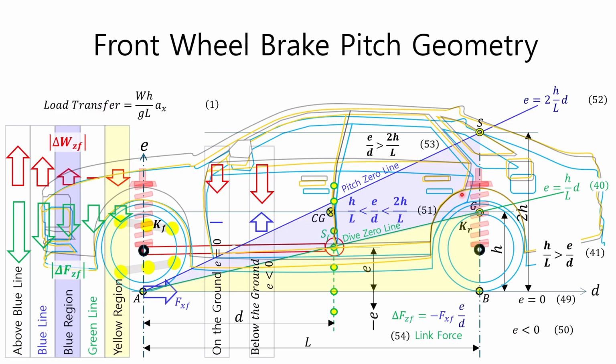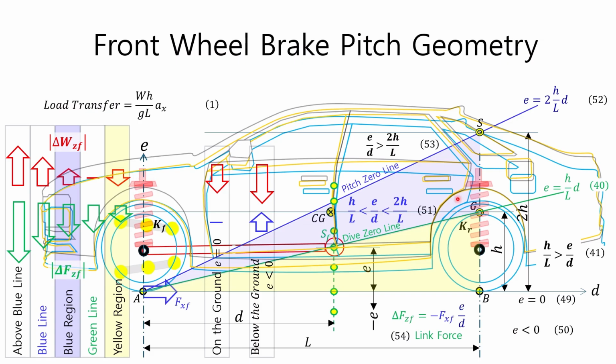If the virtual reaction point, SF, exists in the region above the blue line, the force compressing the link is greater than the force tensioning the spring, and in absolute values, the difference between these two forces is equal to the load transfer amount. Additionally, compared to the steady state, the front ride height increases more than the rear ride height.